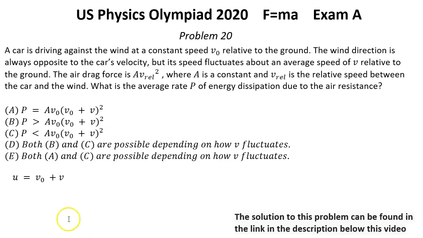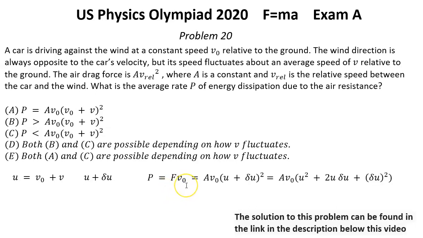Let's define U as V0 plus V. Here V0 is constant and V fluctuates. Then the relative speed of the car and wind is U plus delta U, where delta U averages to 0. The instantaneous energy dissipation rate is force F multiplied by V0, and when we put in the expression for force, we finally have this expression. Here U squared is constant, the average of the second term is 0, and the third term is always positive. It means that P is greater than A V0 U squared. And this is answer B, and that was the solution for problem number 20.